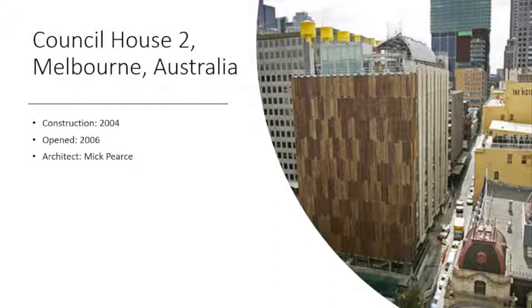Now, the second building is the Council House 2, located in Melbourne, Australia. It was also designed by architect Mick Pierce. Construction started in 2004 and was finished in 2006. Council House 2 was also opened in 2006.